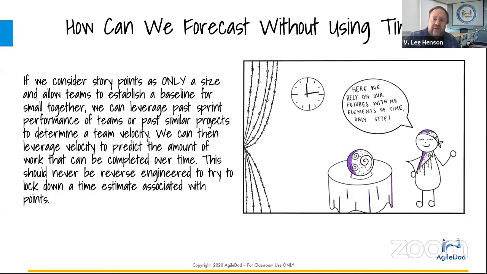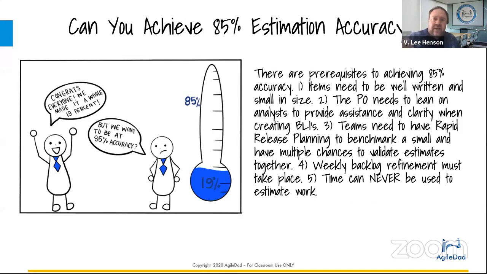So the next question is, how do I get to 85% accuracy? I mean, I threw out that number. That number seems sky high, and it is. I'll tell you right now, it's high, but there is a way to do it. But there are certain prerequisites that must happen in order for you to ever get close to 85% accuracy. So let's talk about a couple of those prerequisites right now.